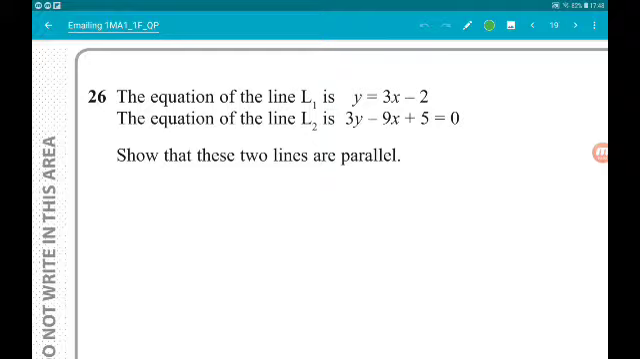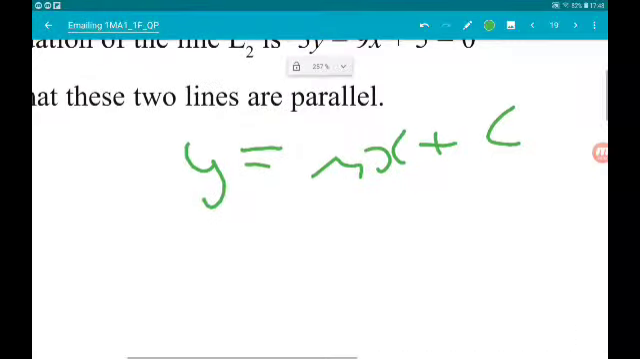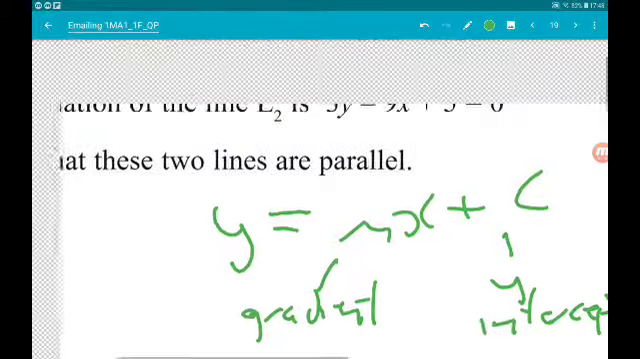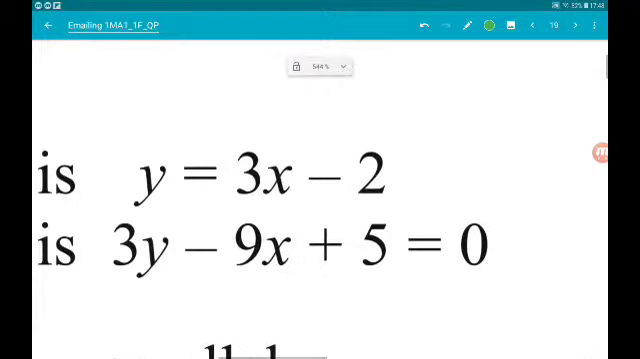So, if two lines are parallel, it means they have the same gradient. So, the general equation of a straight line is y is equal to mx add c, where m is the gradient and c is the y-intercept. To be able to read the gradient of a straight line, the equation needs to be in this form. So straight away, we can say the gradient of L1 is 3.